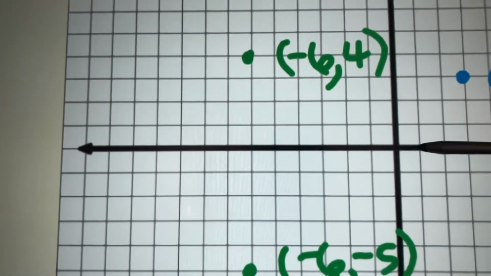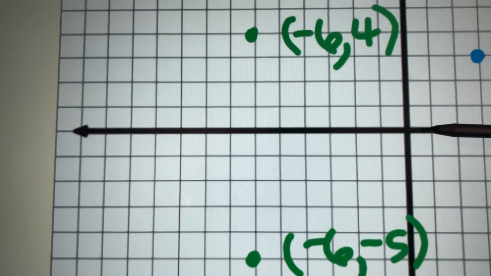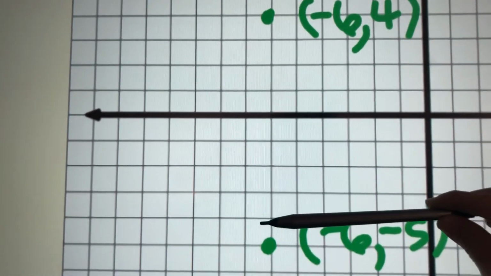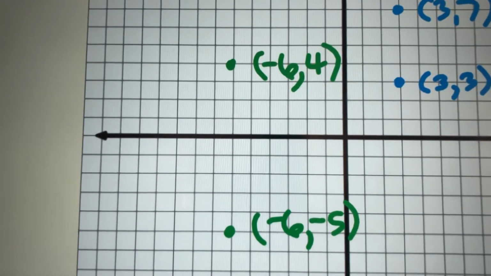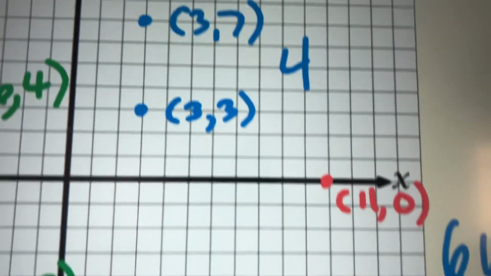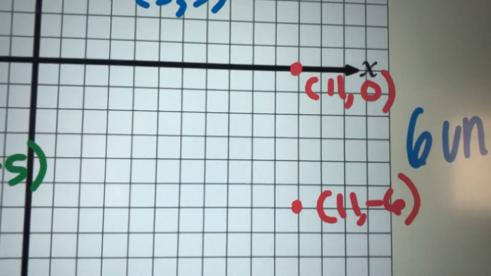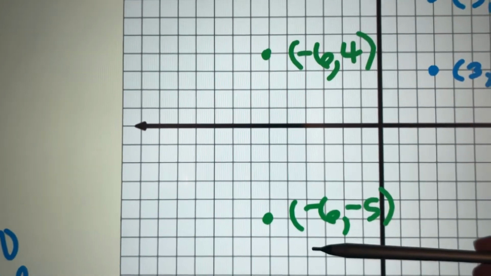Our next example is when we have a positive and negative number. So here we go negative 6 up 4, so positive 4. Our second one, negative 6, negative 5. Now it's a little bit different when we go across an axis. Notice here, they're both in quadrant 1. This one, they're technically both in quadrant 4. Here we have 1 in quadrant 2 and 1 in quadrant 3.